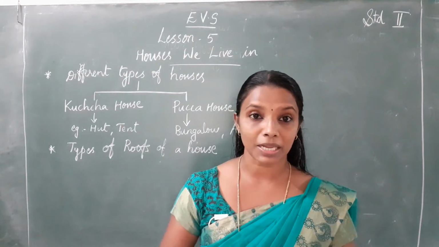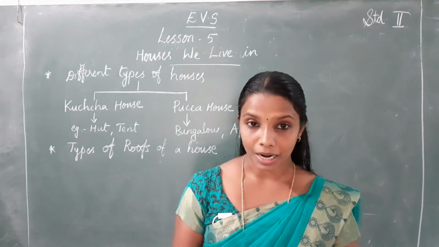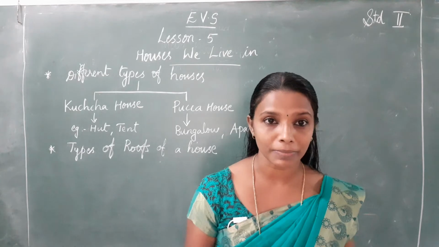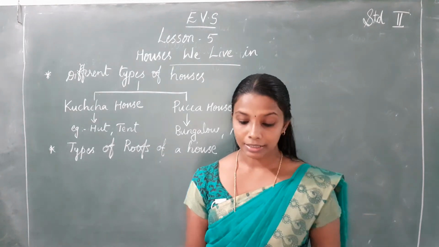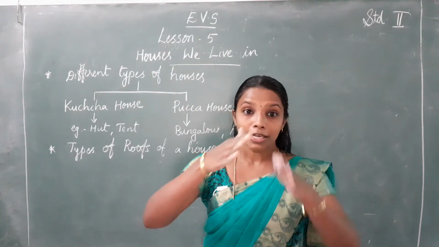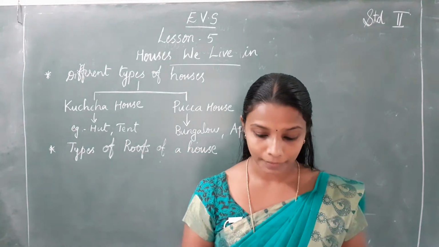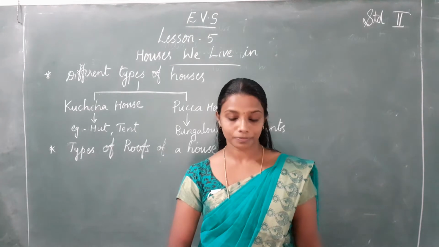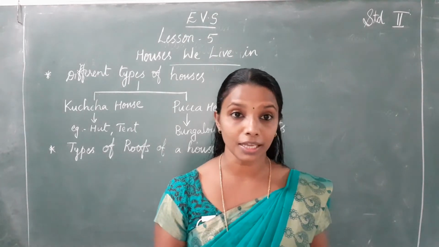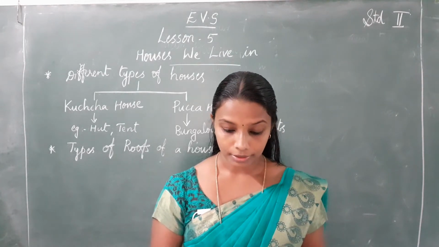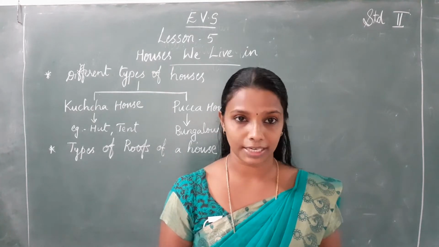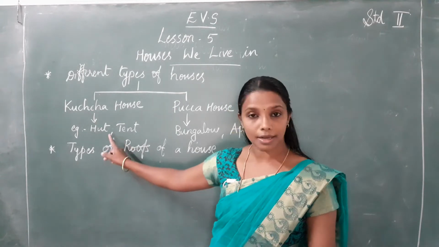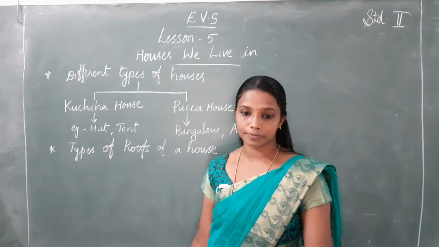Kacha house is made up of mud, straw, wood, leaves and bamboo. Can you remember? Yes. Then a kacha house has a sloping roof and it is not very strong. And a kacha house is not very costly and is mostly found in villages. That much we studied. Examples of kacha house are hut and tent.